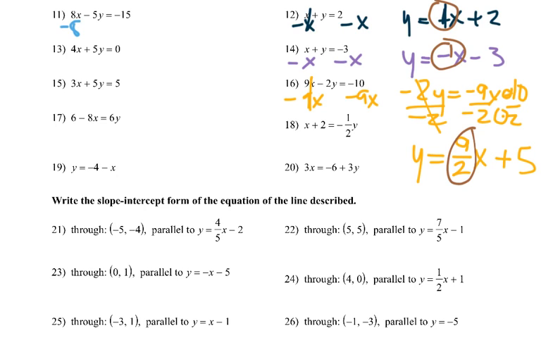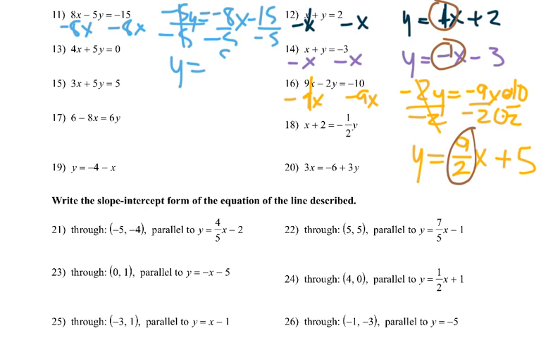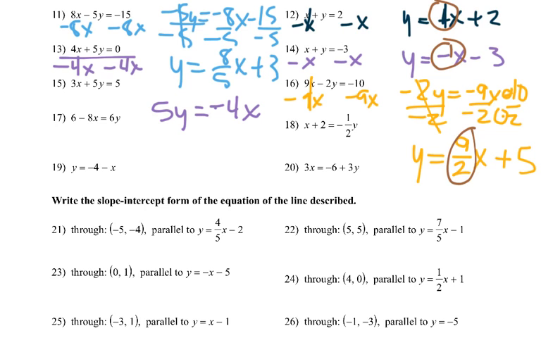So 11, subtract 8x. We get negative 5y equals negative 8x minus 15. Divide everything by negative 5. We end up with y equals positive 8 fifths x plus 3. If I look at 13, we'd subtract 4x first. We get 5y equals negative 4x. Divide by 5. We get y equals negative 4 fifths x. So my slope in both those cases would match the slope of my parallel line.